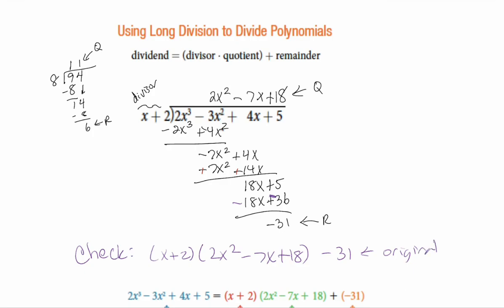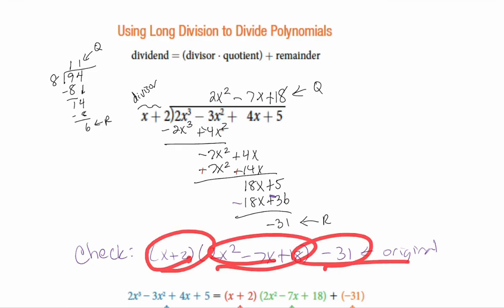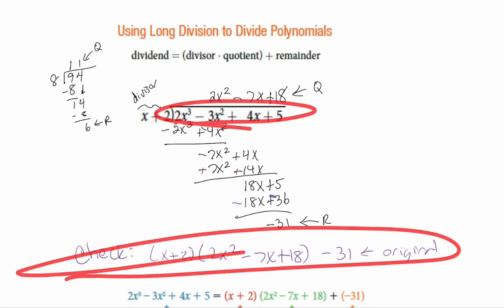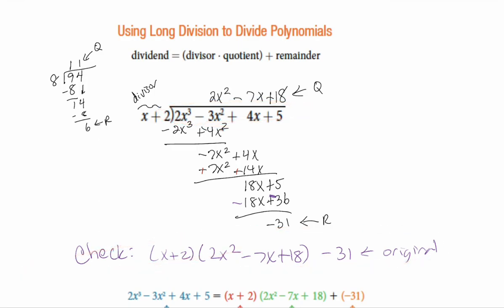The quotient times the divisor plus the remainder, and now it was a minus 31, so when we add a negative 31, we're subtracting. But this should be your original thing inside. If it wasn't, you did it wrong. Okay, if it wasn't, you did it wrong. One quick little check that sometimes is kind of nice to check.